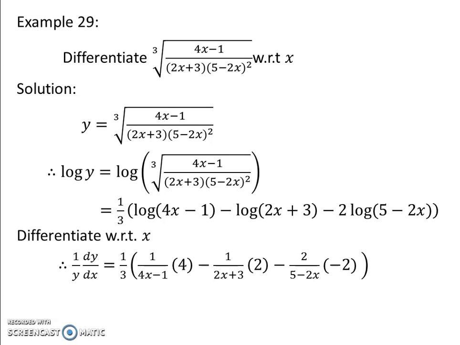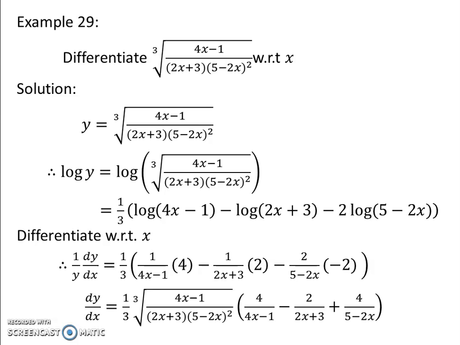So differentiating with respect to x, again log y का derivative, log something, 1 upon y dy by dx, into 1 by 3 as it is. Log (4x minus 1) का derivative 1 upon (4x minus 1) into 4, minus log (2x plus 3) का 1 upon (2x plus 3) into 2, minus 2 upon (5 minus 2x) into minus 2. So simplifying and substituting the value of y, we get dy by dx equal to 1 by 3 cube root of (4x minus 1) upon (2x plus 3) into (5 minus 2x) square, into (4 upon 4x minus 1 minus 2 upon 2x plus 3 plus 4 upon 5 minus 2x).